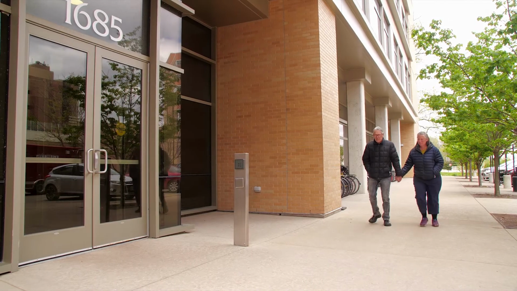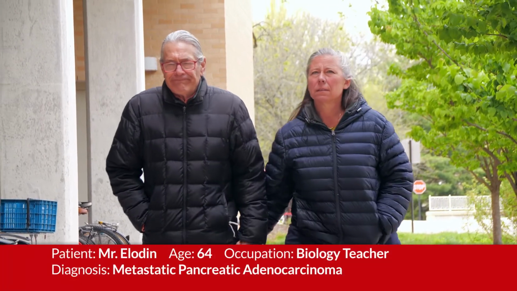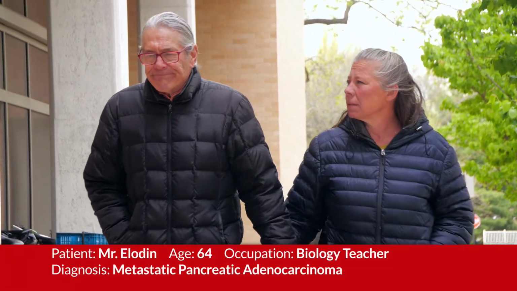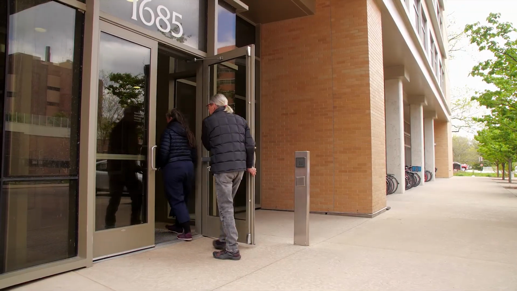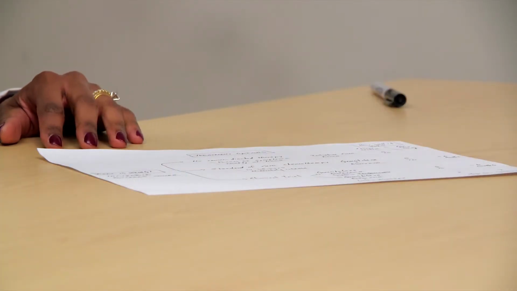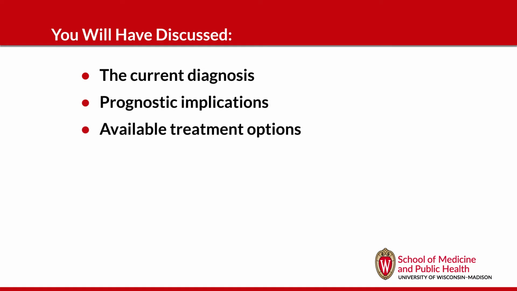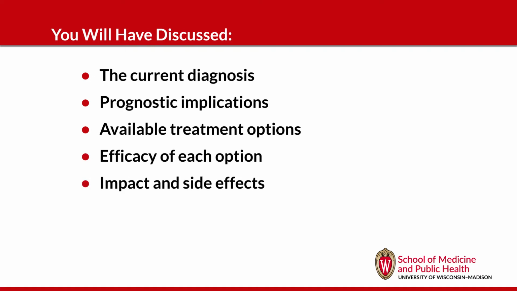Let's start with your patient, Mr. Alodin. He is your 64-year-old biology teacher with metastatic pancreatic adenocarcinoma who had scans today and has progressive disease. After discussing his scan results, you plan to use the TrialTALK tool to discuss his treatment options and help him make a decision. When you're done, you will have discussed the current diagnosis, its prognostic implications, the available treatment options, the efficacy of each of these options, and their impact and side effects.